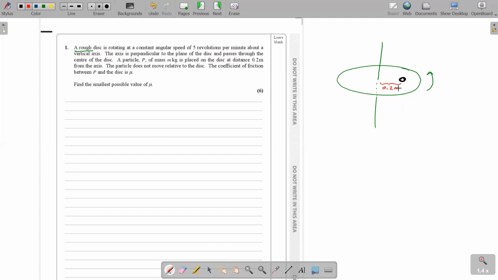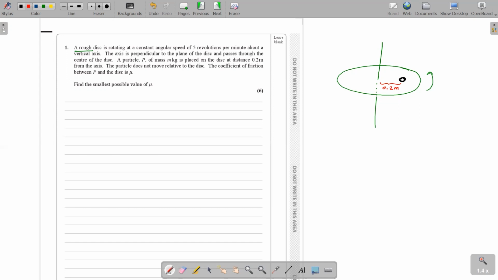The particle does not move relative to the disk. The particle is staying on the disk while the disk is rotating. The coefficient of friction between P and the disk is mu. Find the smallest possible value of mu. So what do we mean by the smallest possible value? There are two scenarios here. One, they can ask you the smallest possible value of mu. Let's first discuss that one. How do we find the smallest possible value of mu?